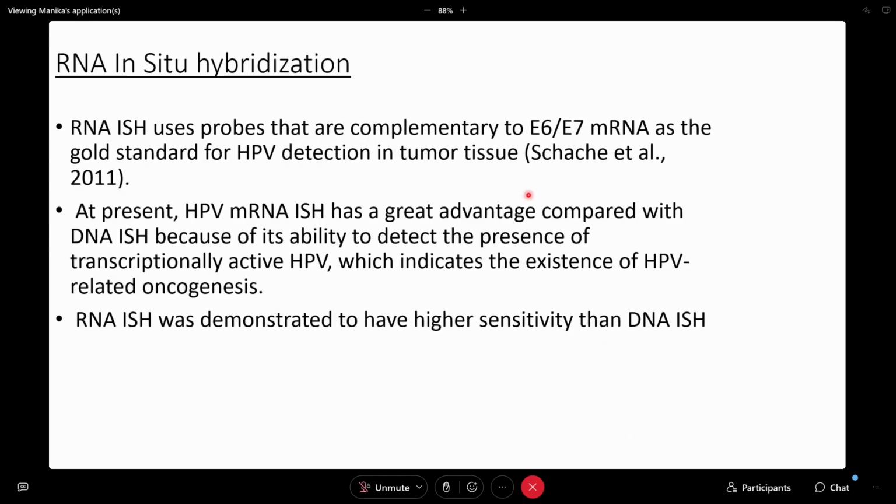Coming to the RNA ISH part. RNA ISH uses probes that are complementary to the E6 and E7 mRNA, as we saw in the life cycle of HPV. So this is the gold standard for HPV detection in tumor tissue. At present, HPV mRNA has a great advantage compared to the DNA ISH because of its ability to detect the presence of transcriptionally active human papilloma virus, which indicates the existence of HPV-related oncogenesis. And it was demonstrated to have higher sensitivity than the DNA ISH.